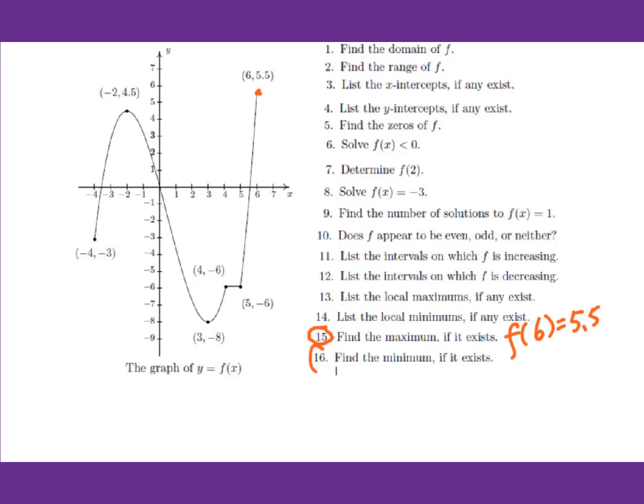For number 16, find the minimum. That means the absolute minimum. Therefore, we need to figure out the bottom point. The very bottom point is 3, -8. Therefore, we get f of 3 equals -8.